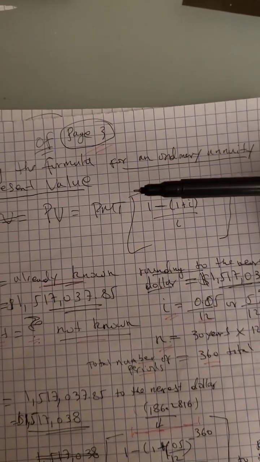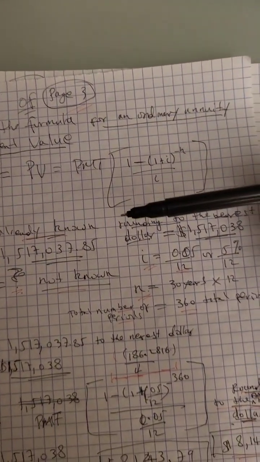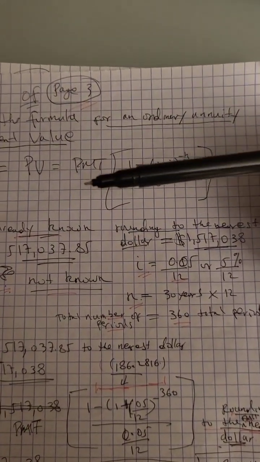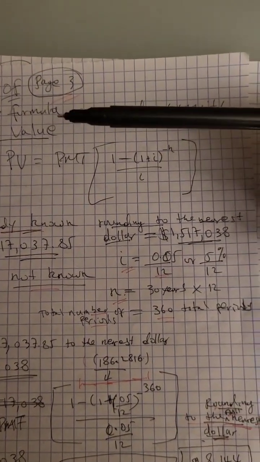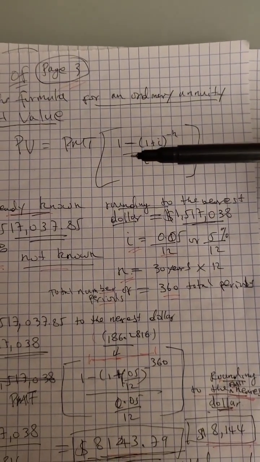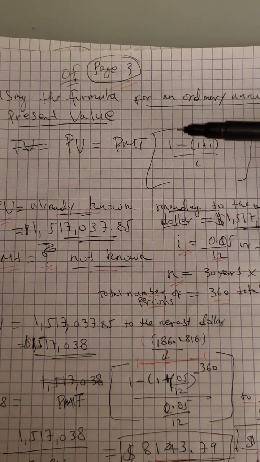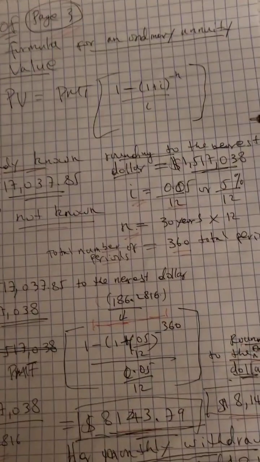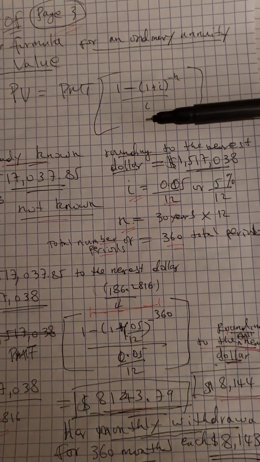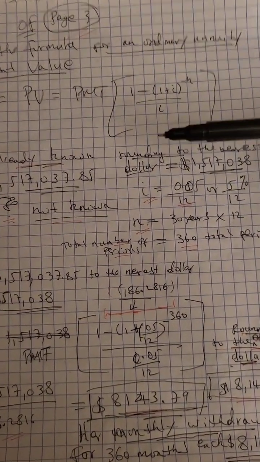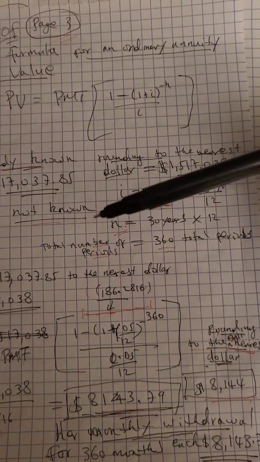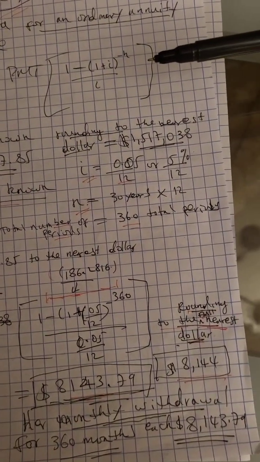For this, there is a present value formula, which we have already been taught. That is the ordinary annuity present value formula. Present value equals each payment times 1 minus 1 plus i to the power of the period she is going to withdraw. That is minus n, not positive n, because she is going to take out money each month, so she will drop down to 0 after 30 years. So the power must be negative.